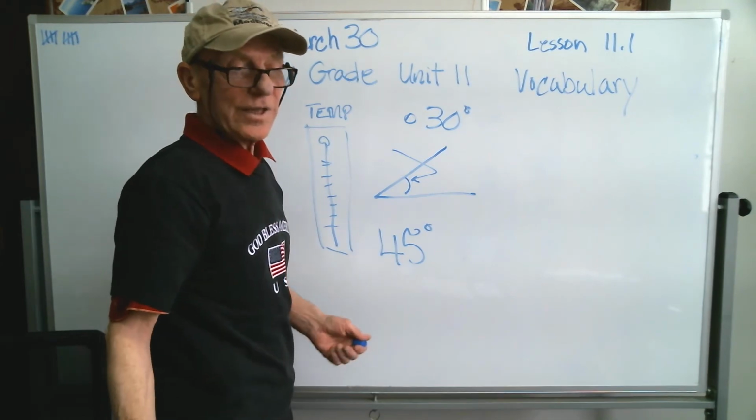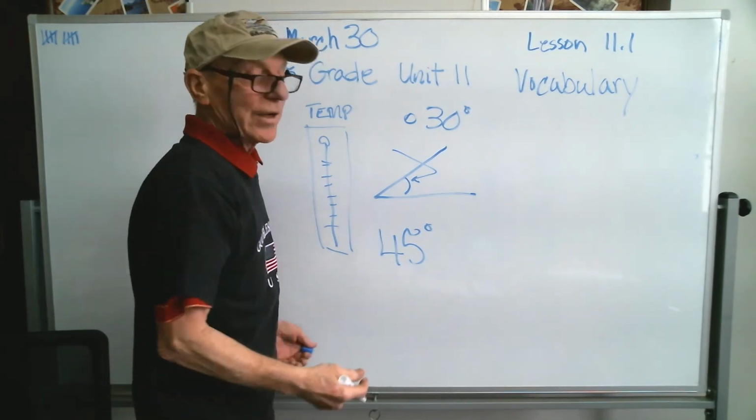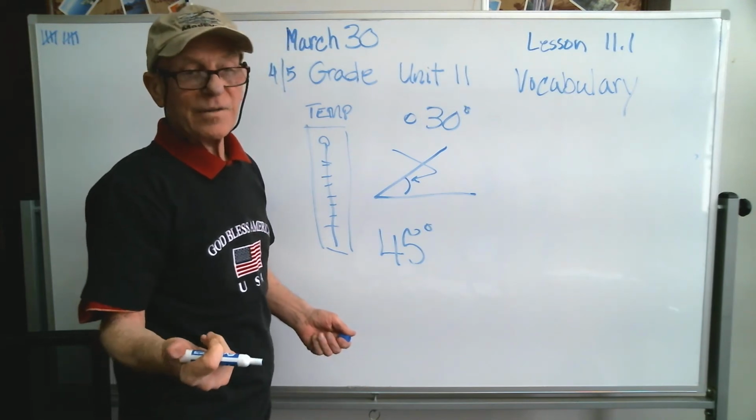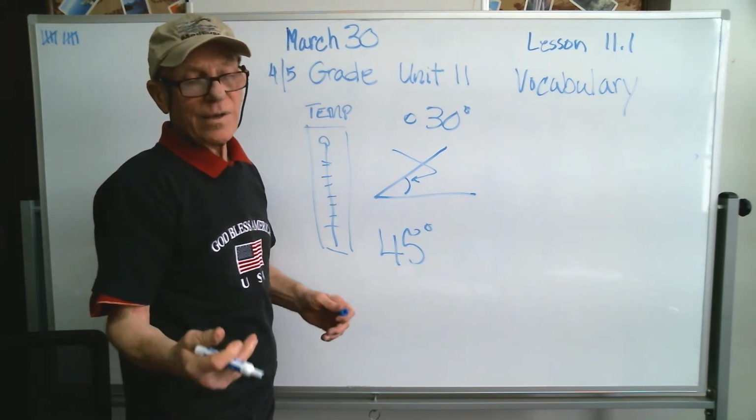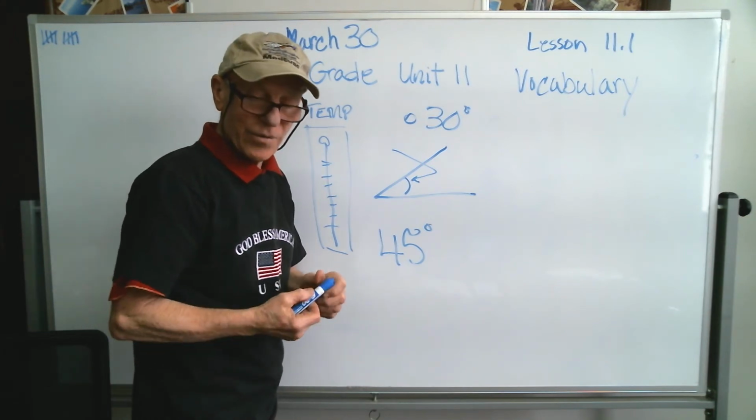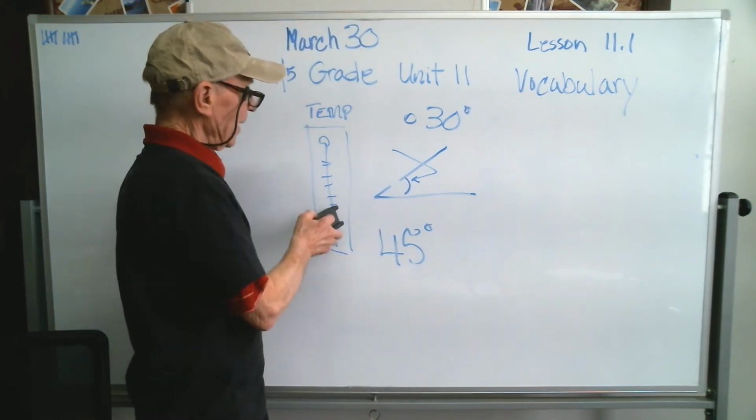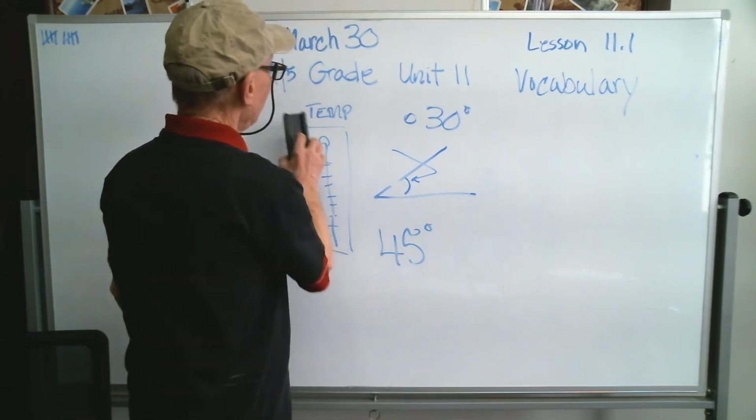The only difference is we have several ways of measuring temperature. So it can either be Fahrenheit or centigrade. Those are the two most common ones that you should be familiar with. So degree is a measurement of an angle and a measurement of a temperature.